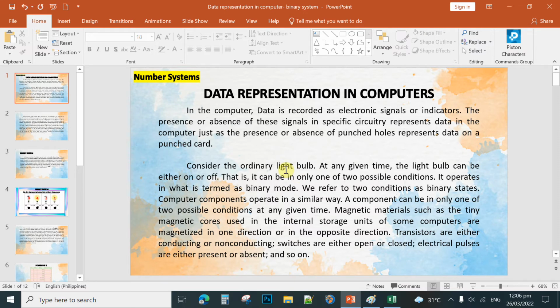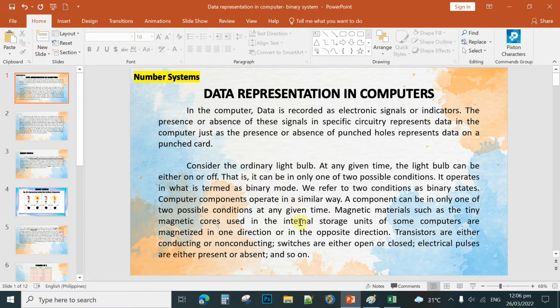Consider the ordinary light bulb at any given time. The light bulb can either be on or off; that is, it can be in only one of two possible conditions. It operates in what is termed binary code. Bi means to the base 2. We refer to the two conditions as binary states.